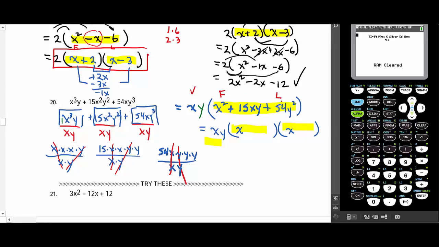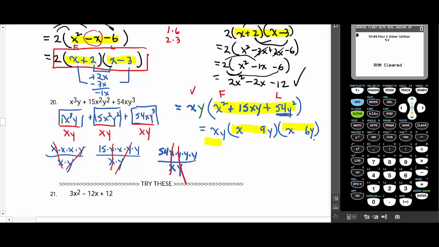What are two numbers that multiply to give 54 that add up to 15? 9 times 6, right? Okay, list them out if you have to. Now, if I just put a 9 and 6, what am I missing? Got to have that y, so be careful about that. You have to have 9y and you have to have 6y, like that.